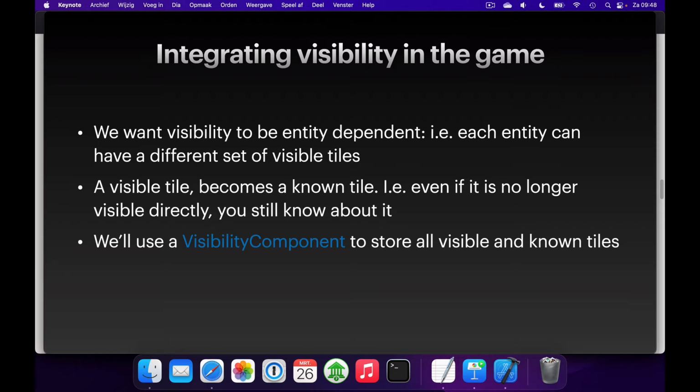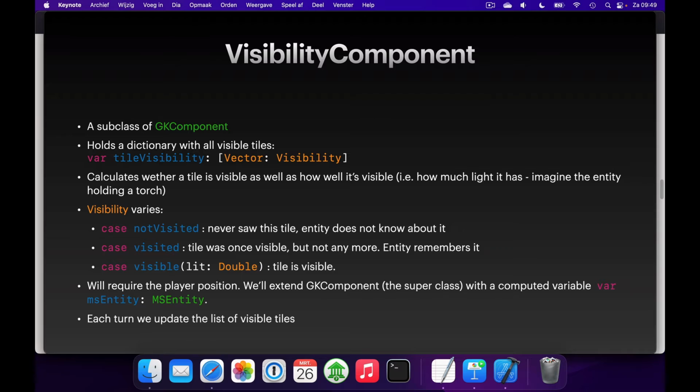So what we want is visibility to be entity dependent, so each entity can have a different field of view and thus a different set of visible tiles. I assume that once you've seen a tile, then it becomes a known tile. So even though you can't see it, you still know it's there, so you might know the way back. And we'll use a visibility component to store all that information, and we'll do so in a dictionary that maps a location, a coordinate, which we describe as a vector, to a visibility. And visibility is an enum that has three cases.